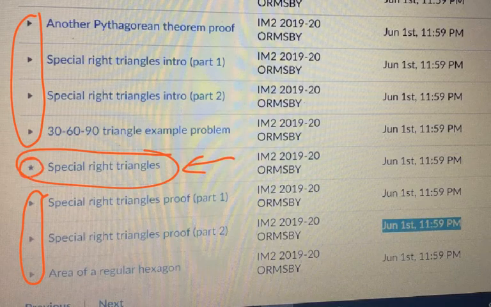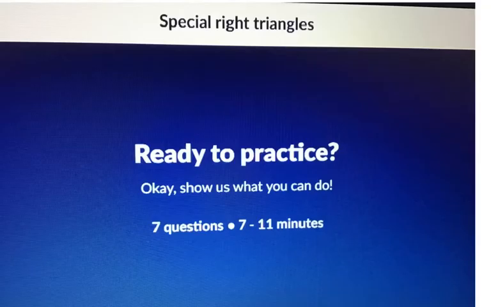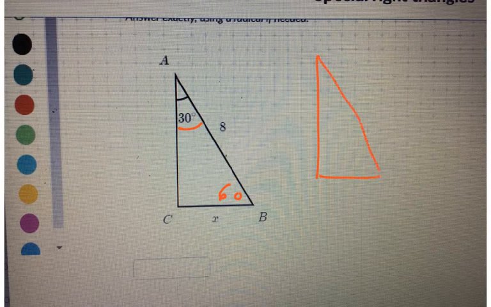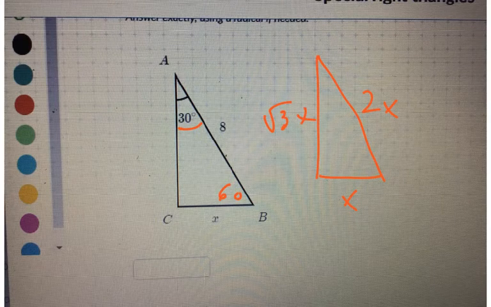The star means it's a practice set of problems. And here we go. We got 7 questions to do. So here was the first one. Now, guys, remember, this is a 30, 60, 90. And what's special about a 30, 60, 90 is that the short side, if that's x, the long side is always twice as big, and the medium side is square root 3 times as big. These are the ratios always of a 30, 60, 90.